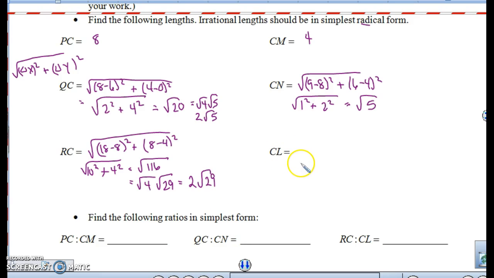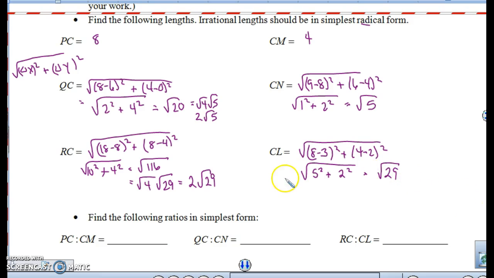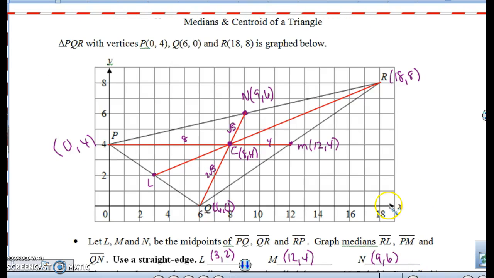Now let's do CL. CL had coordinates (8, 4) and (3, 2). So it's going to be (8 minus 3) squared plus (4 minus 2) squared. 8 minus 3 is 5 squared. 4 minus 2 is 2 squared. 5 squared is 25, 2 squared is 4, 25 plus 4 is the square root of 29. Okay, so there are my pieces. RC is 2 times the square root of 29, CL is the square root of 29.